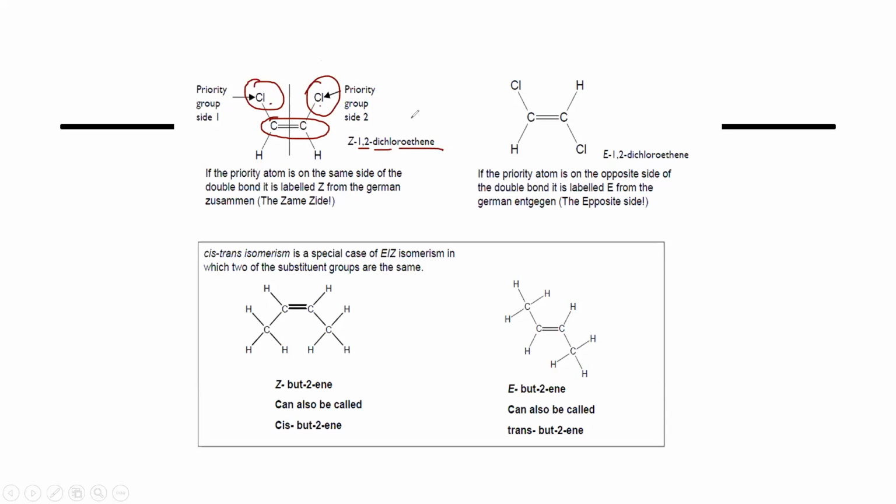That's how we name. Now to check whether it is cis or trans, or E or Z, we use Z. Why? Because the heavy groups are on the same side. And this is Z-1,2-dichloroethene, but this is trans or E because the heavy groups are on the opposite side. Is it clear, these examples of cis and trans? The two geometrical isomers.